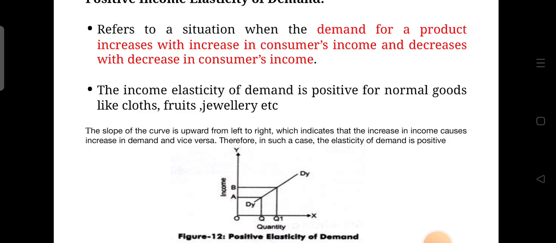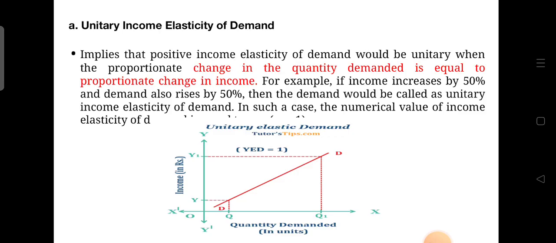In that, the first kind is unitary income elasticity of demand. What do we mean by unitary income elasticity of demand? Positive income elasticity of demand is unitary when the proportionate change in the quantity demanded is equal to the proportionate change in income. For example, if income increases by 10% and the quantity demanded increases by 10%, and if income increases by 20%, the demand also increases by 20%, right? That is called unitary income elasticity of demand. In the graph you can see, when the income is y, the quantity demanded is q. When the income increases to y1, the quantity demanded also increases in the same proportion to q1.